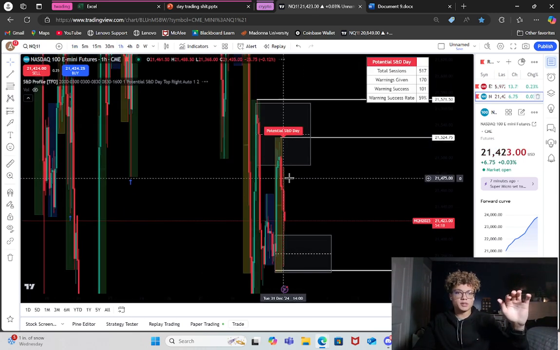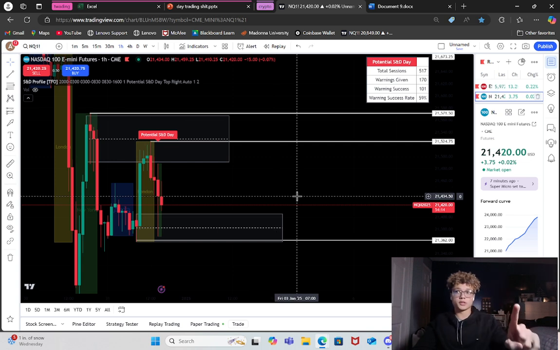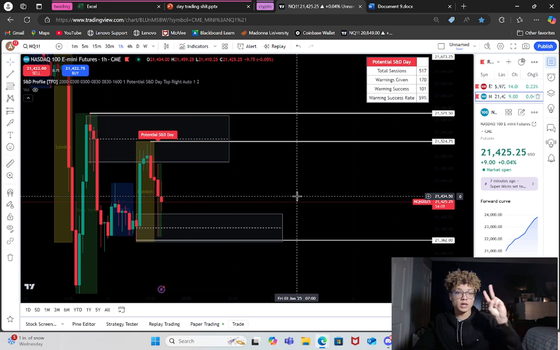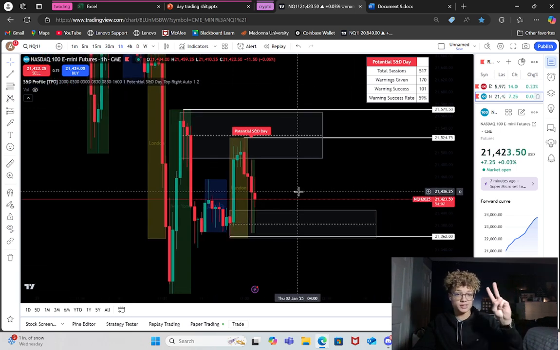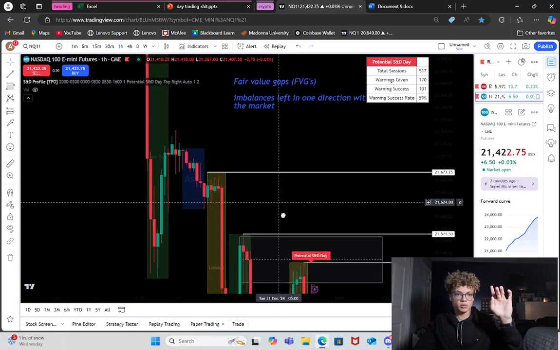But basically, fair value gaps can show us where price wants to draw to, because if there's a fair value gap, if there's an imbalance, market will always want to fill it in. And two, fair value gaps can help us with entries if you want to implement that within your strategy. So first, we have to work on marking these out.